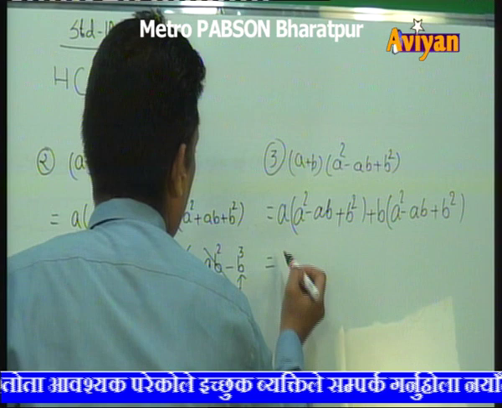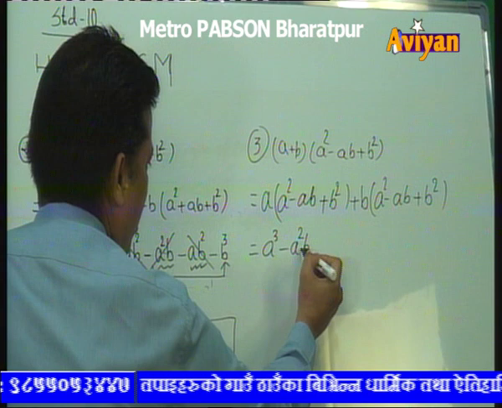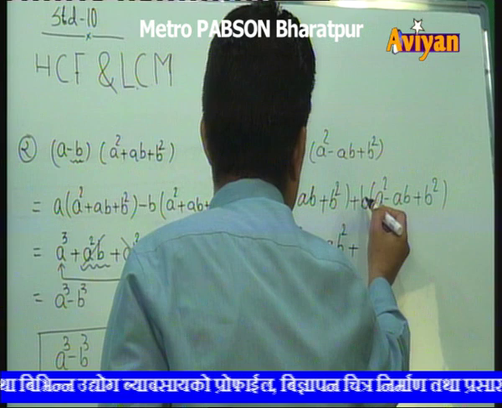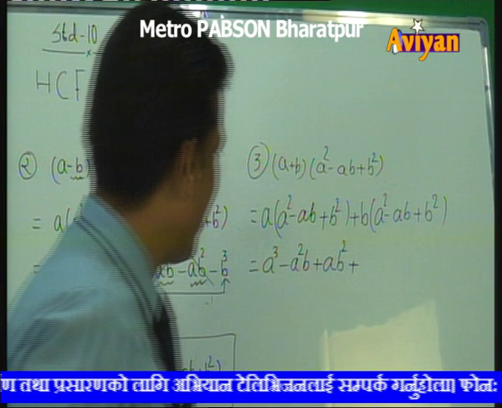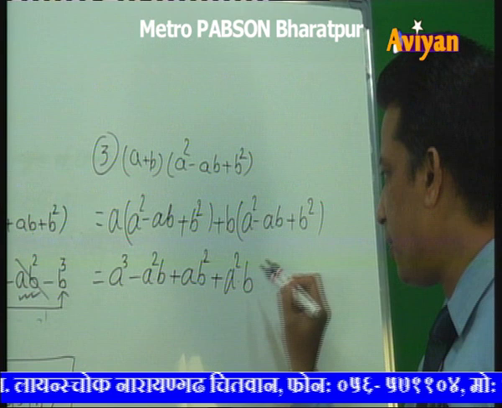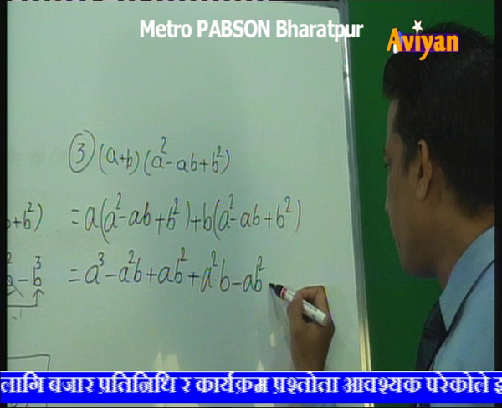a into a square, it is a cube, minus a into ab, a square b, then minus a into b square, ab square, plus b into a square. As I told you, that cyclic order, here again b and a square are multiplied, but we write a at first, so it becomes a square b. Minus b into ab, ab square, plus b into b square, it becomes b cube.